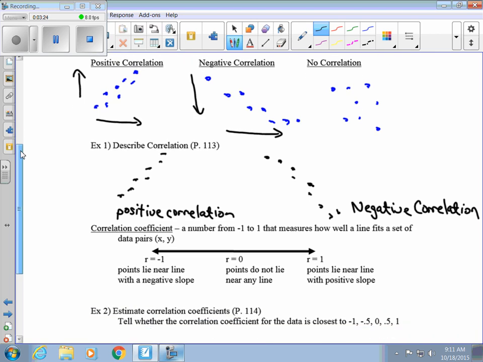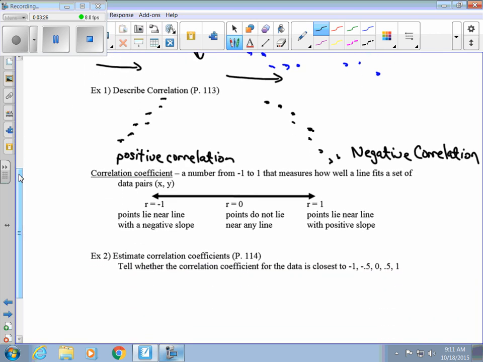Now we're also going to talk about something called the correlation coefficient. And that's going to be a number from -1 to 1 that measures how well a line fits a set of data pairs. So if it's -1, then the point lies near a line with a negative slope. Okay, so it's almost going to be a straight line down to the right. A correlation coefficient of 0, r equals 0, means the points don't lie anywhere near a line. So there's no correlation whatsoever. And a correlation coefficient of r equals 1 means the point lies near the line with a positive slope.